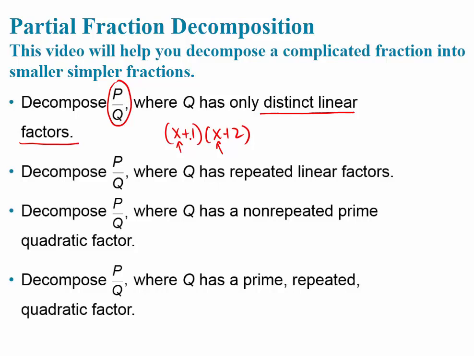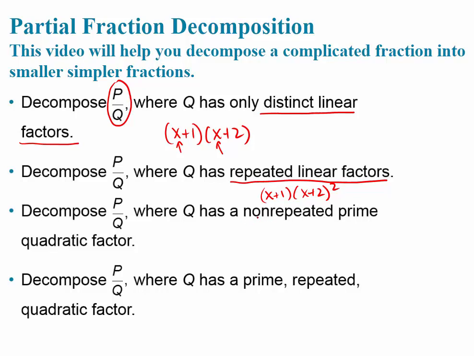Case two is where we have repeated linear factors. So we might have something like this, x plus 1, again linear, but this next factor is going to be repeated, meaning we'll have a higher power than 1 on that factor. And so that's a little different situation in terms of our setup for our partial fraction decomposition.